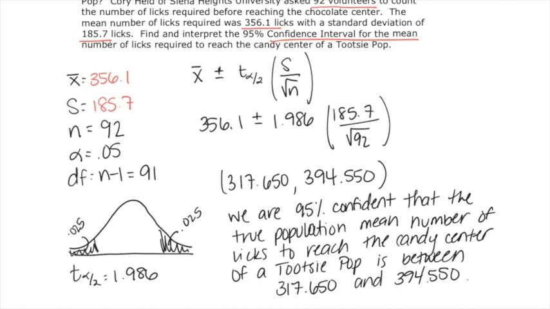Again, when we're writing that interpretation, only a few things are being pulled from the problem. Our level of confidence, the parameter that we're actually estimating, what we are actually measuring, so what's our random variable, and the upper and lower bounds.